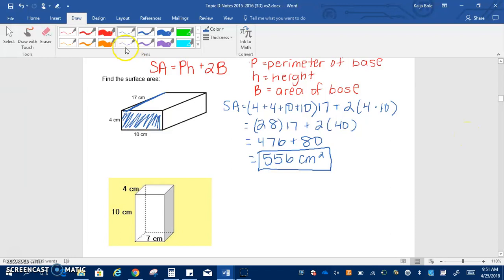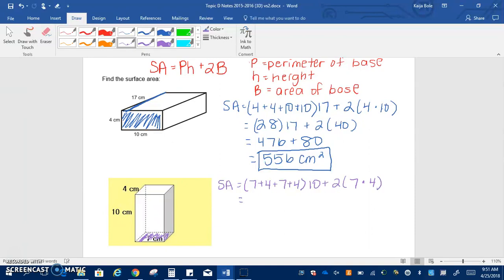If we look at the next one here, I'm going to make this bottom part my base because it just makes sense to me, at least. Alright, so surface area equals perimeter of the base. So I've got 7, and I've got to look up here to see what my other side is, which is 4 plus 7 plus 4, times my height, which I can clearly see is 10, plus 2 times the area of the base, which would just be 7 times 4.